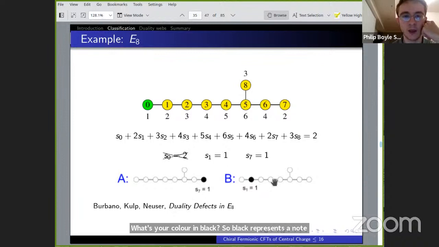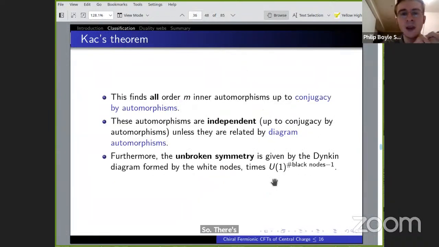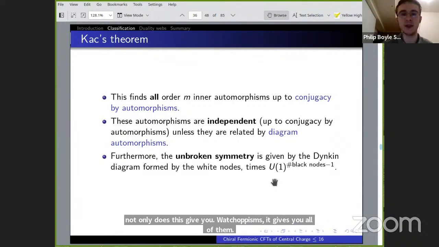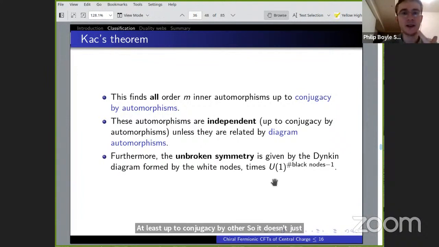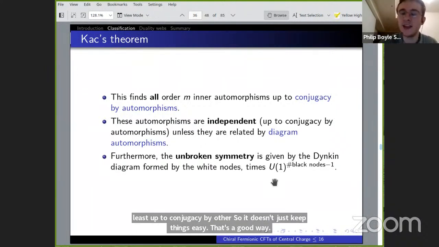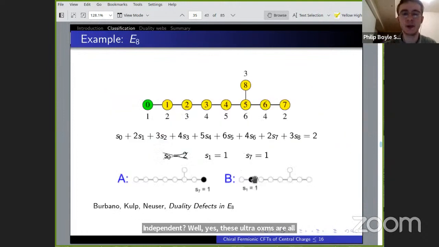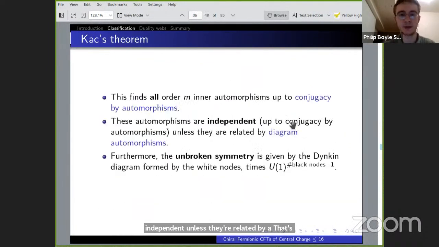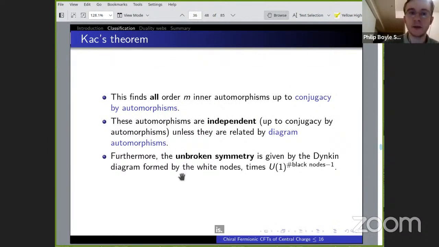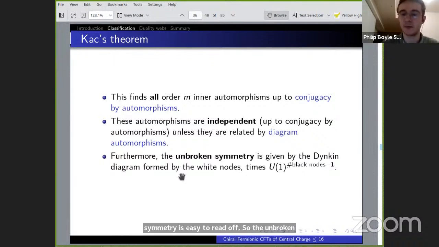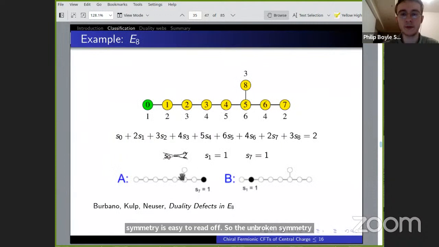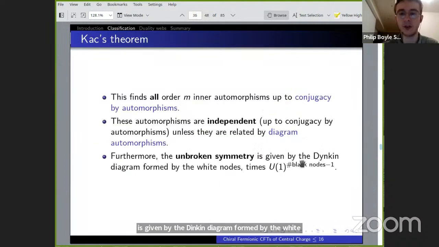So there's more to Kac's theorem than that. Not only does this give you automorphisms, it gives you all of them, at least up to conjugacy by other automorphisms. So it doesn't just give you things, it gives you all of them. And secondly, are they independent? Well, yes, these automorphisms are all independent unless they're related by a diagram automorphism. But for E8, there are no diagram automorphisms, so they're different. And then thirdly, most importantly, the unbroken symmetry is easy to read off. So the unbroken symmetry is given by the Dynkin diagram formed by the white nodes times U(1) to the number of black nodes minus one.